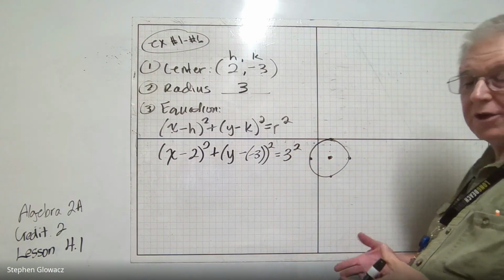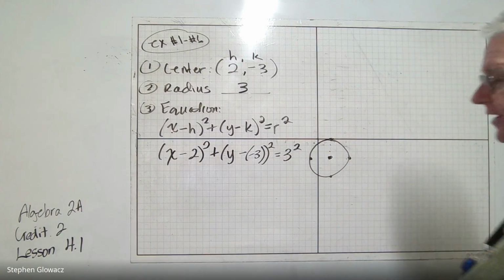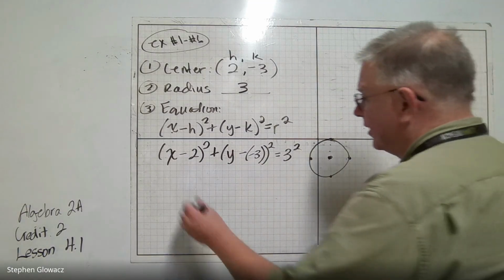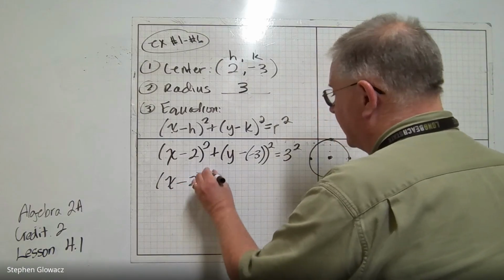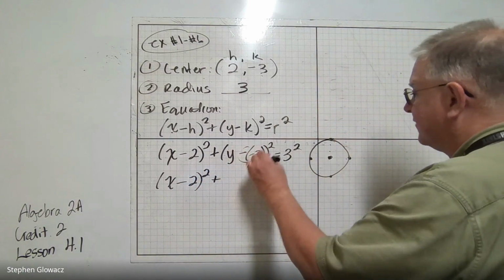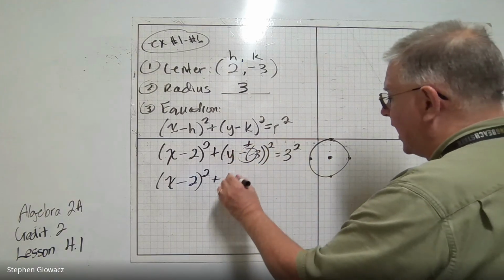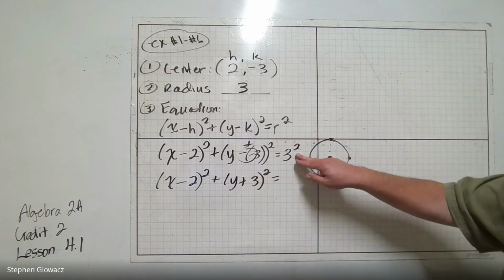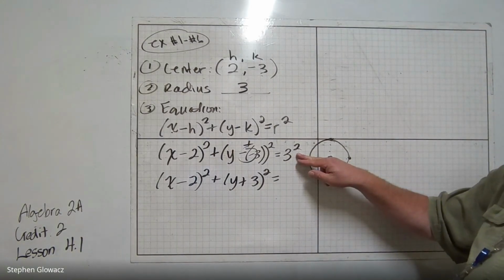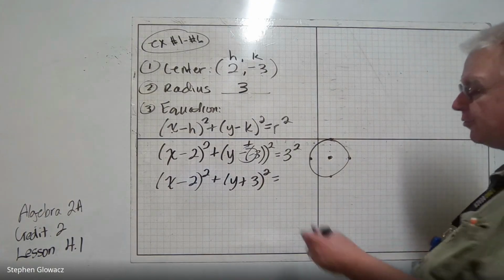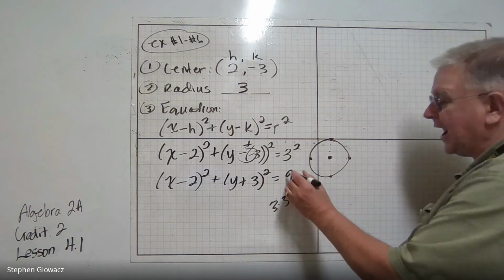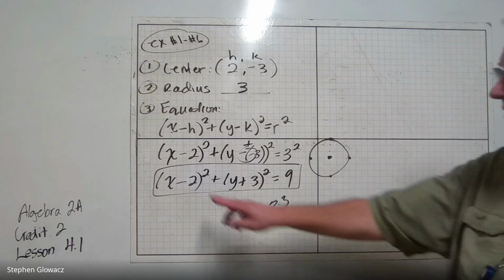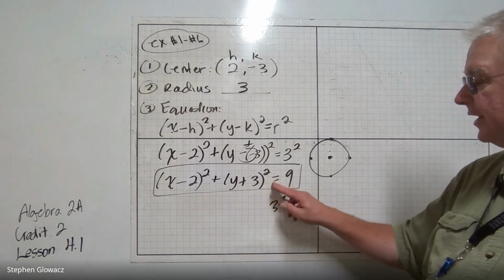And so that's the equation of our circle, but we can simplify it with this negative here and also simplifying the 3 squared. So we bring down the x minus 2 squared, nothing to simplify there. A negative becomes a positive, so that's y plus 3 squared. And then finally, simplifying 3 squared, when you're squaring a number, you're multiplying it by itself. So 3 squared means 3 times 3, which is 9. And that is the equation of our circle. (x - 2)² + (y + 3)² = 9.